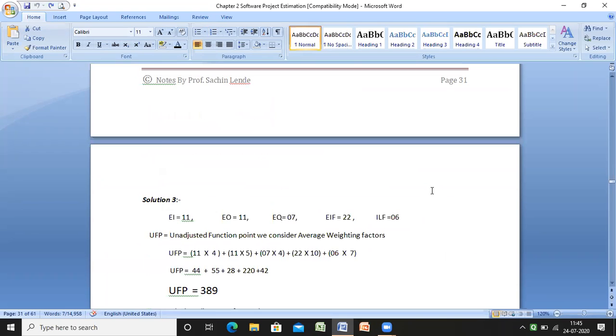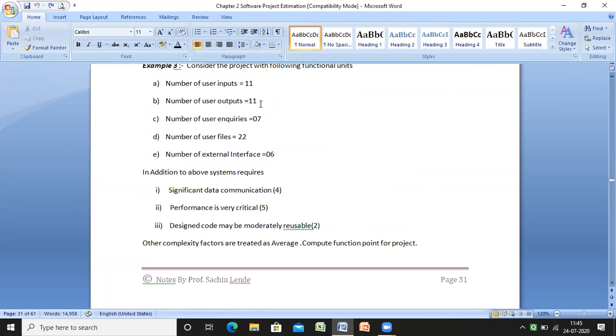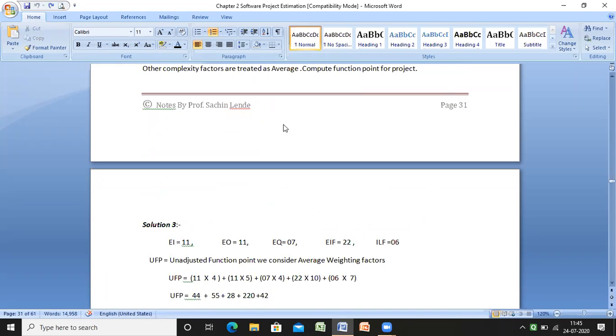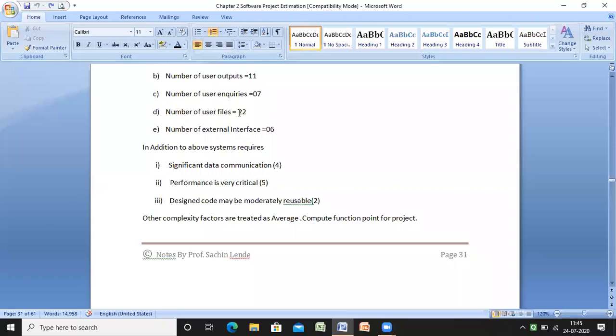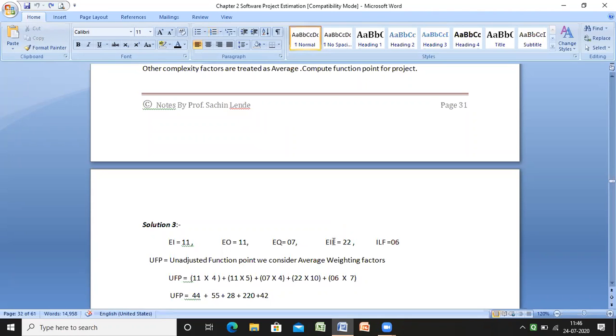Now again we are going to put EI equal to 11, EO is equal to 11, then EQ inquiry is 7, number of user files 22, and number of external interface files 06. So EQ is 7, EIF is 22, and ILF 06. We again consider average weighting for that, because they haven't mentioned anything over there.